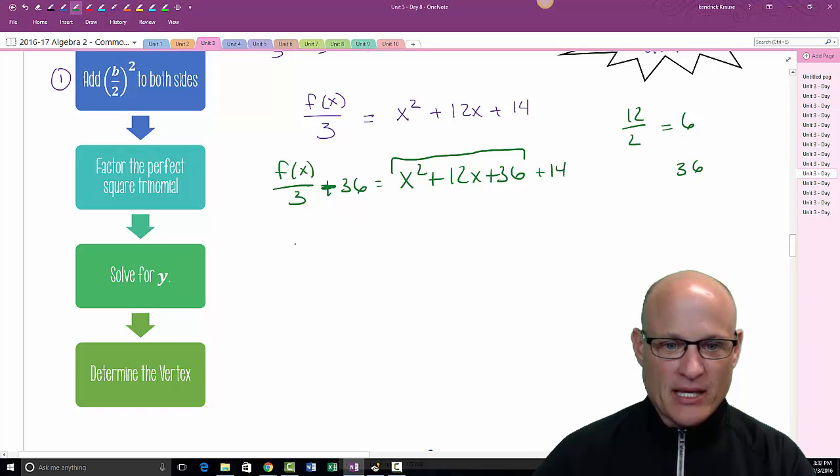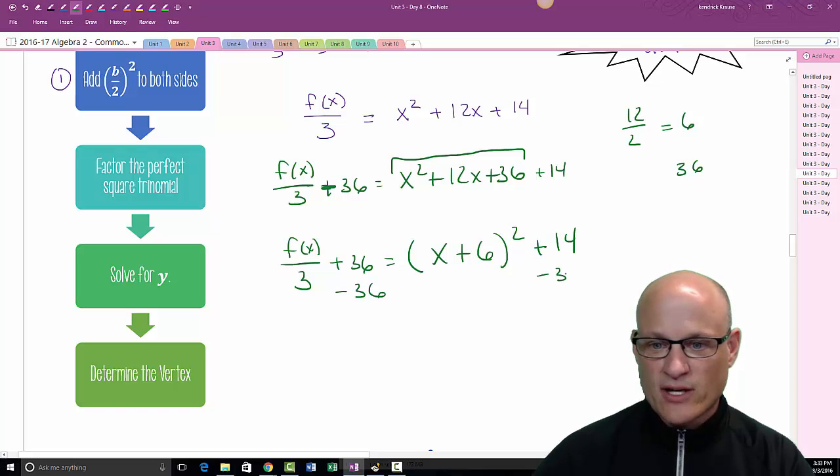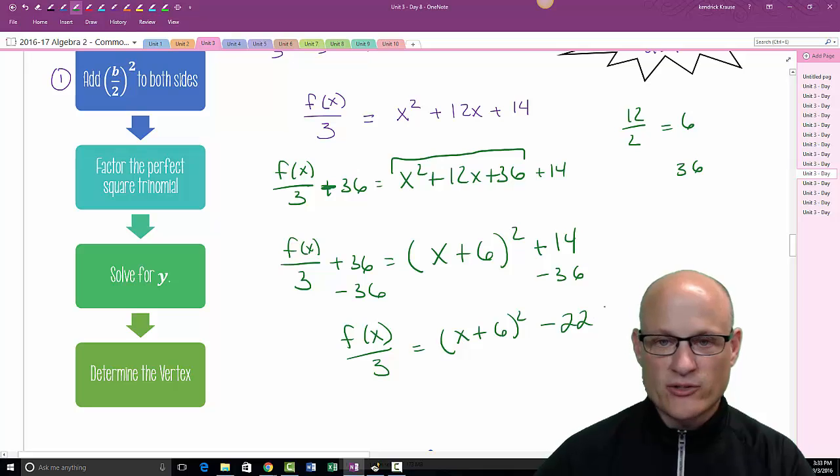All right, so what am I going to do now? I'm going to factor this baby. I'm going to leave this the way it is. You'll see how we get rid of it in a second. So this is x plus 6 squared plus 14. Now we're going to bring the 36 over. I'm going to subtract 36. So I get f of x over 3 is equal to x plus 6 squared minus 22.